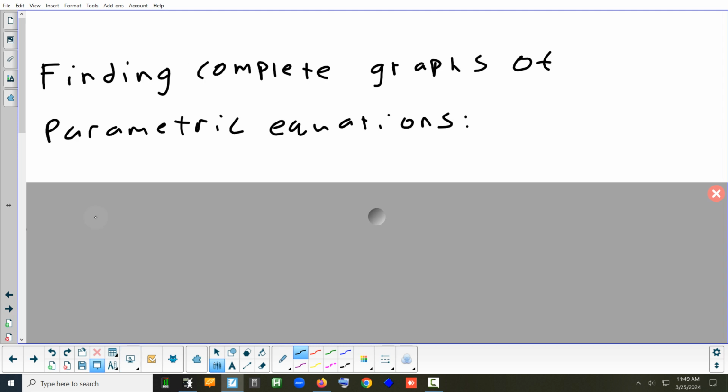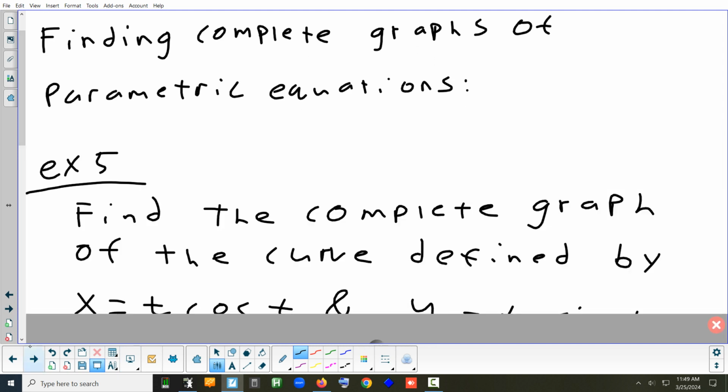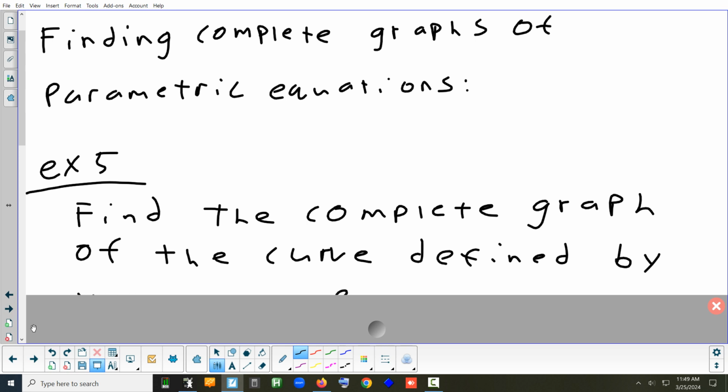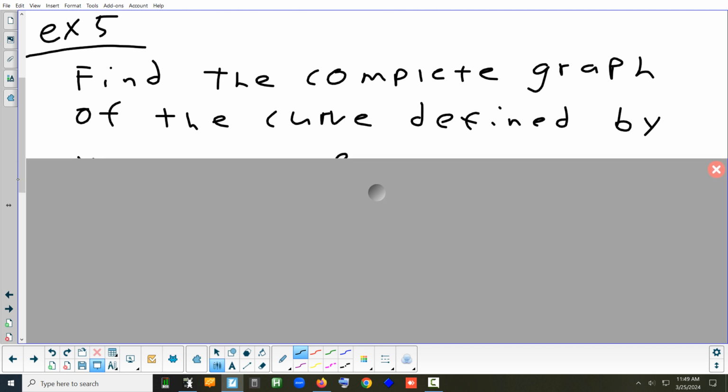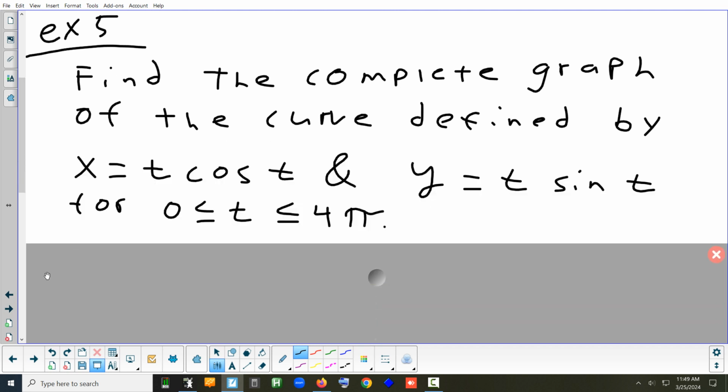Okay, and then the last one, we just have a few different graphs we're going to look at and see if we can get pictures for on the screen. They're going to involve sine and cosine, so it takes a little practice to get used to our window. We're going to find some complete graphs. Here's our first one. To figure out what your window needs to be, you need to break down what you're looking at.